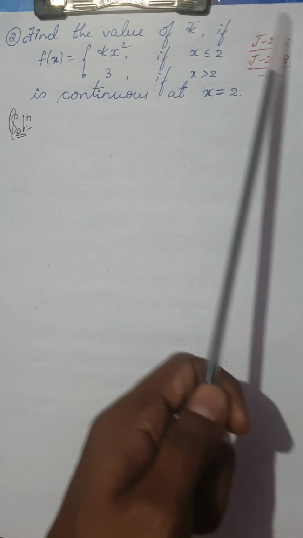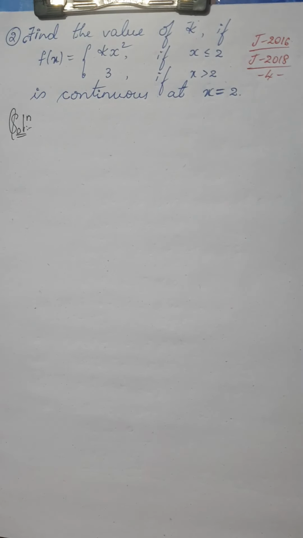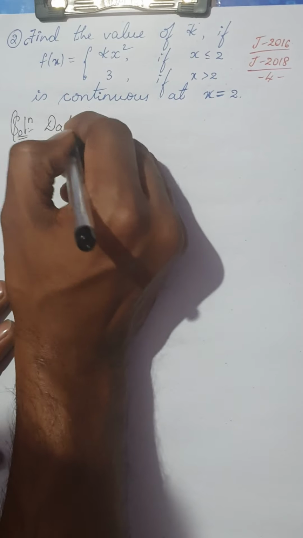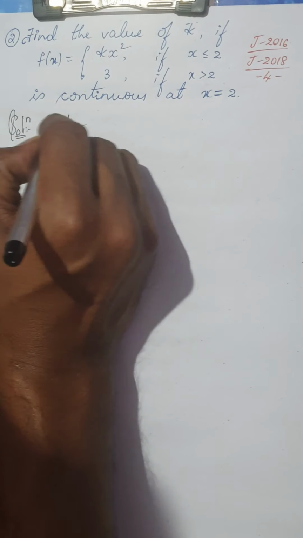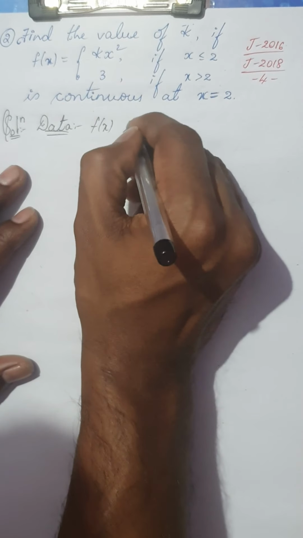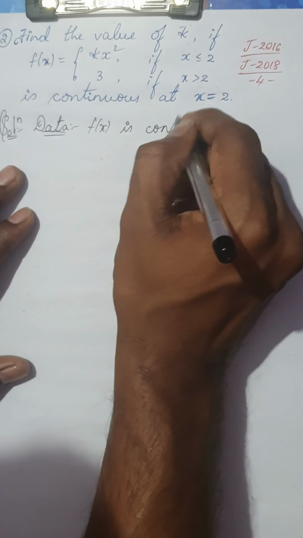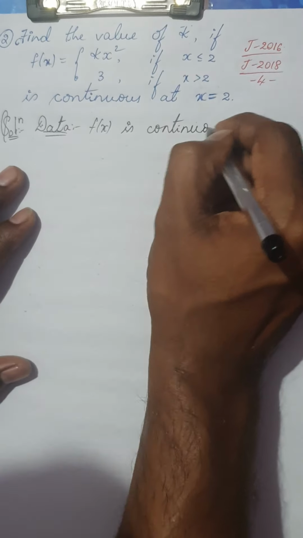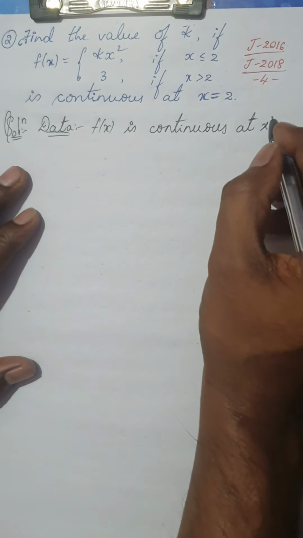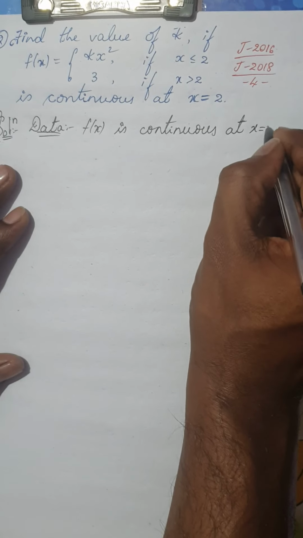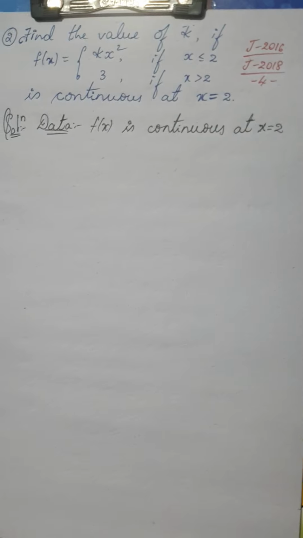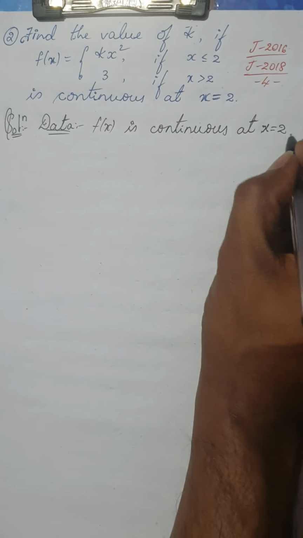You can see this question has been asked 2 times in your examination for 4 marks. Now, what does the data say? The data is: f of x is continuous at x equal to 2, isn't it? Because it has been told to you. I'm not writing anything extra here. It says it is continuous, and I'm taking it as continuous.